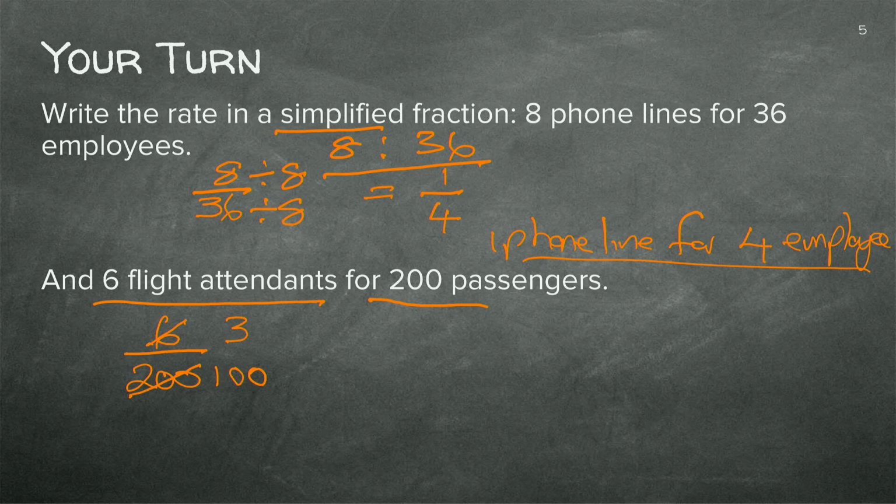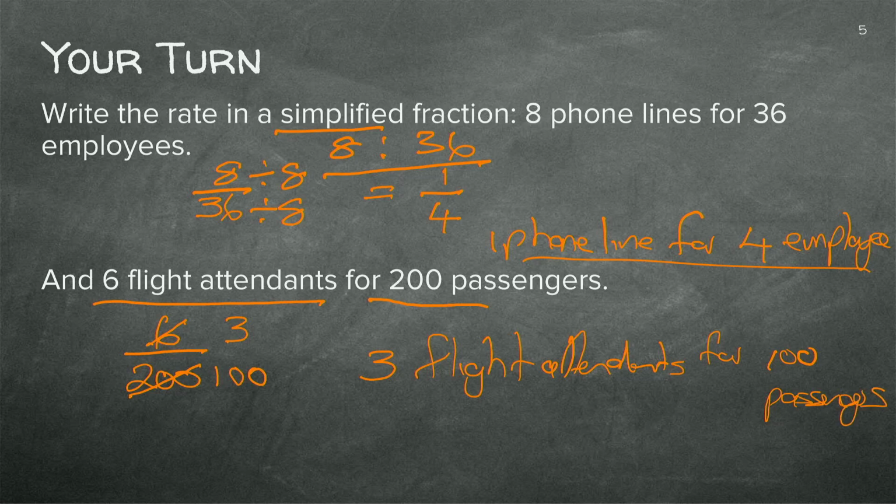So I think the simplest format here is to say there's going to be 3 flight attendants for every 100 passengers.